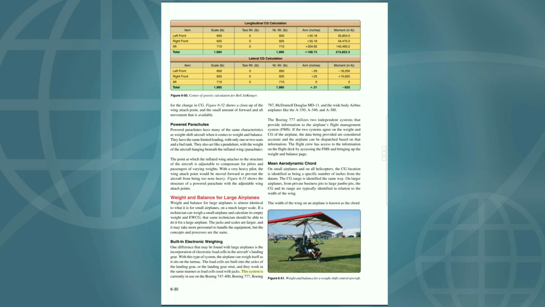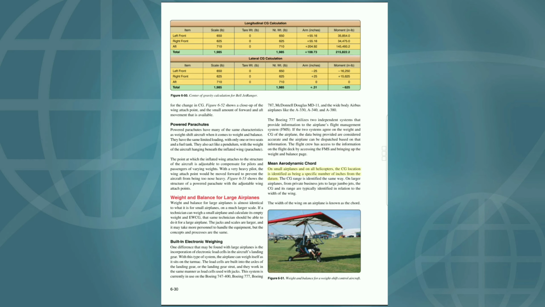This system is used on the Boeing 787, McDonnell Douglas MD-11, and the wide-body Airbus airplanes like the A330, A340, and A380. The Boeing 777 utilizes 2 independent systems that provide information to the airplane's Flight Management System, FMS. If the 2 systems agree on the weight and CG of the airplane, the data being provided are considered accurate, and the airplane can be dispatched based on that information. The flight crew has access to the information on the flight deck by accessing the FMS and bringing up the weight and balance page.